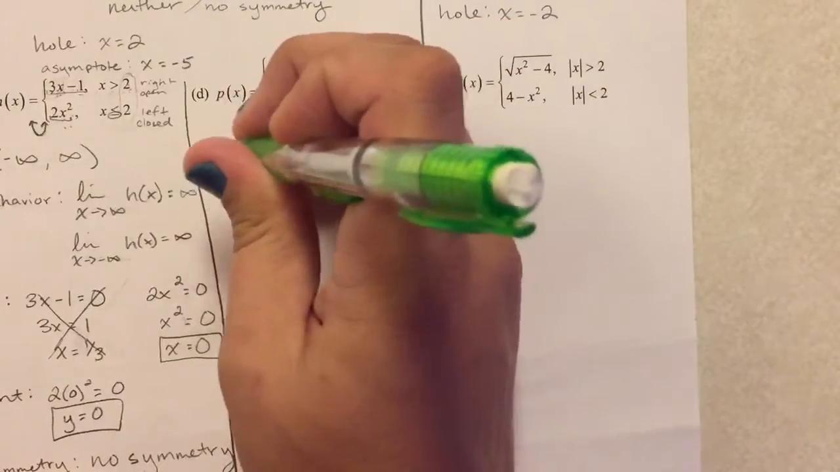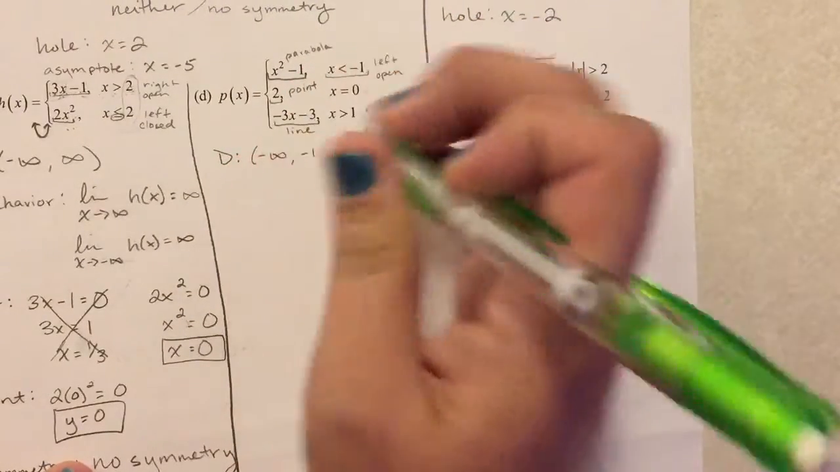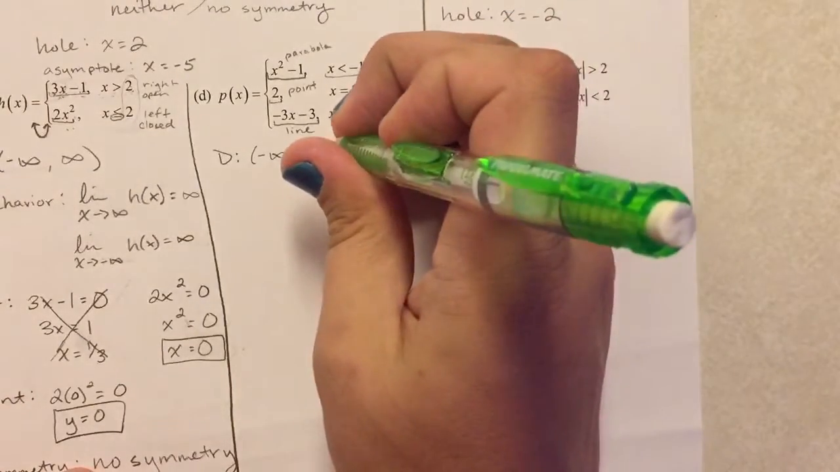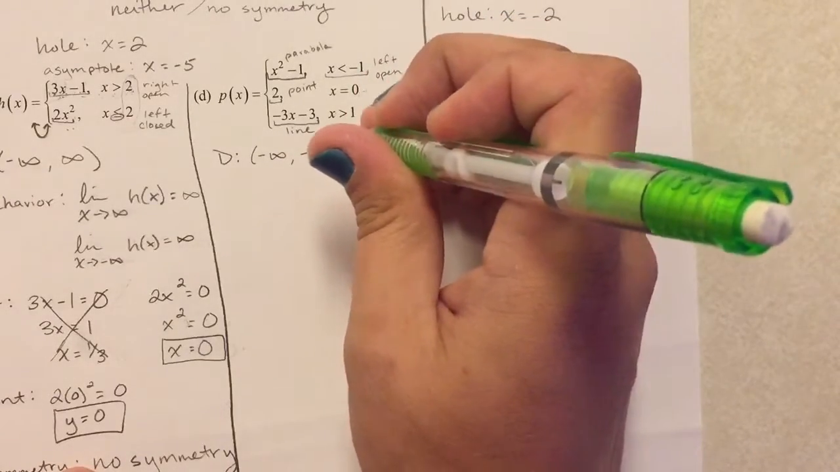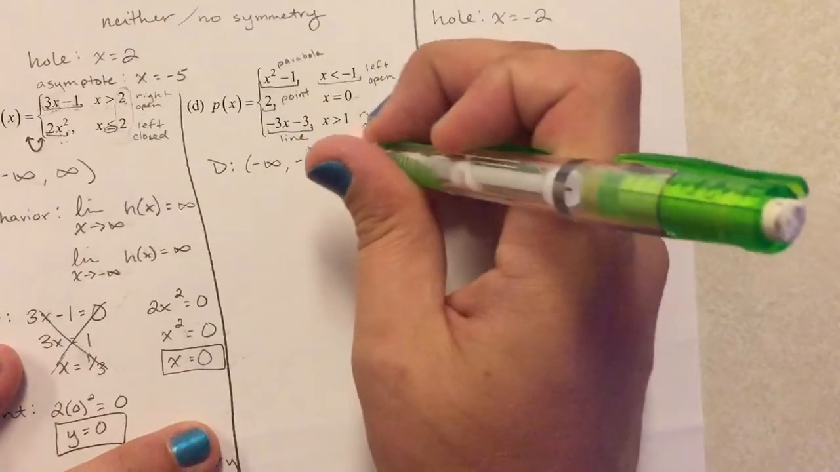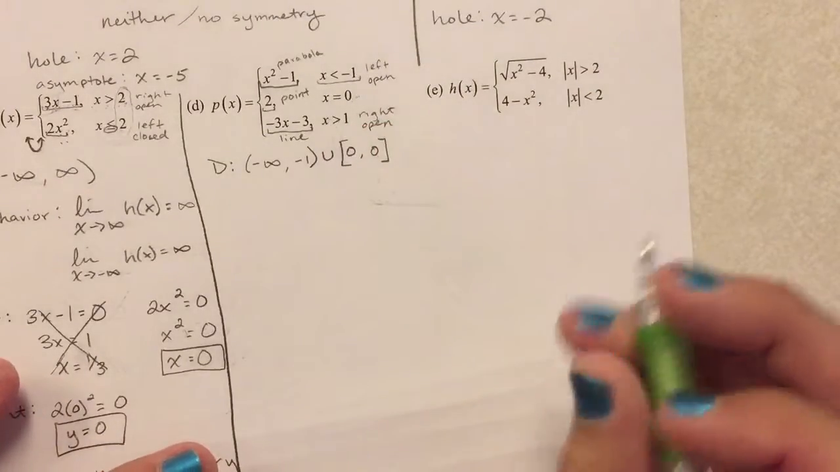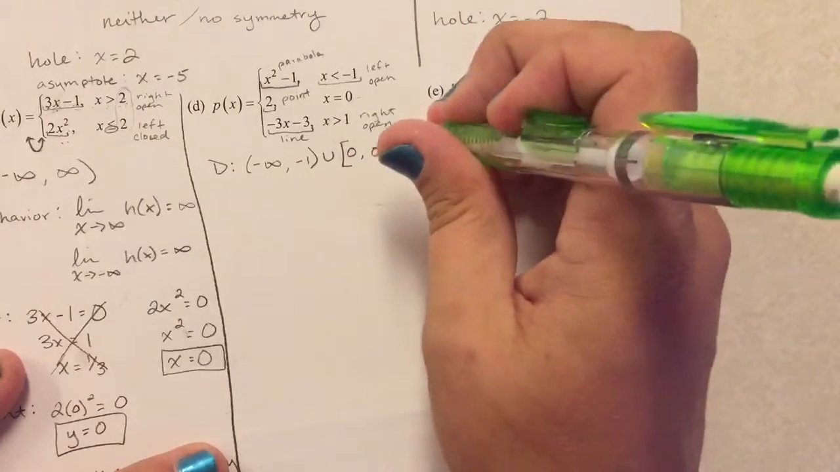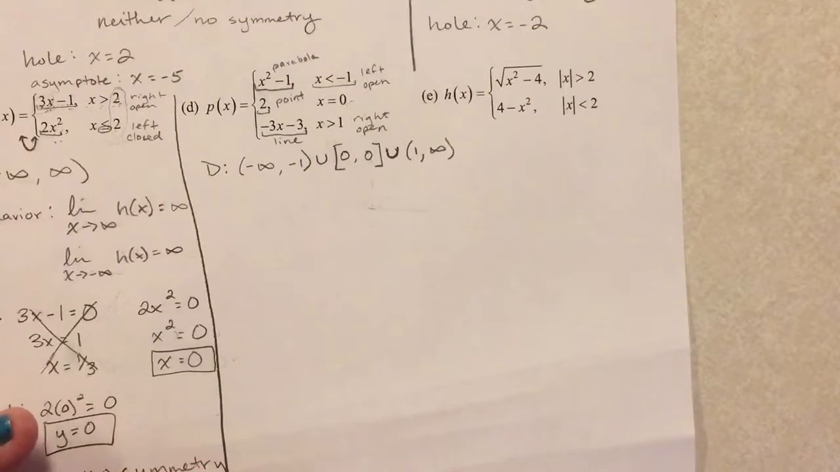Okay, so that means there's a couple of issues in the domain. So this first piece goes from -infinity to -1, but because it's open, it does not include the -1. And then there's a point at 0, which is included because it's actually a point, but it doesn't go further than that, so it just goes to 0 again. And then it goes from 1, but not including 1, to infinity. So that would be the domain of this graph.